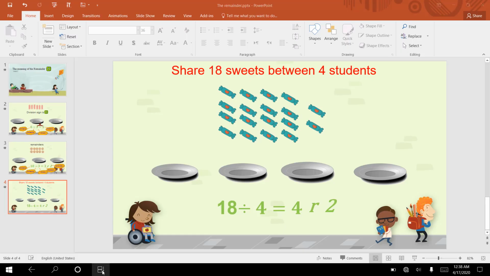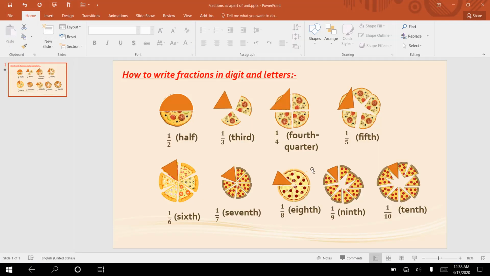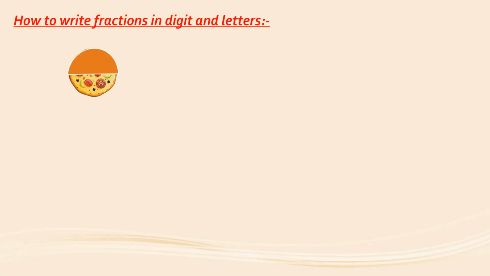Okay, now what about fractions? As we took before, I take half of my pizza, so this is 1 out of 2 because I have 2 parts. I can write the fraction in digits as 1 out of 2 or in letters as half. What if I take 1 out of 3 parts? It's called 1 out of 3, and it's called a third.